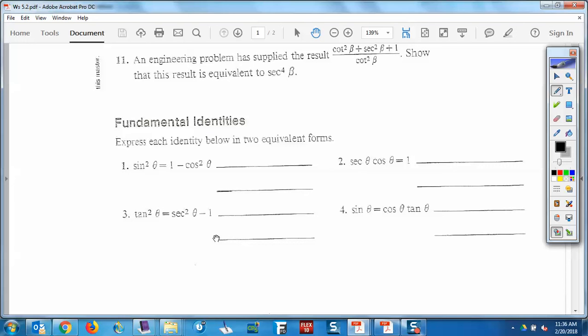Let's go to the back. 20 minutes. Work on the back. You can work together if you want.